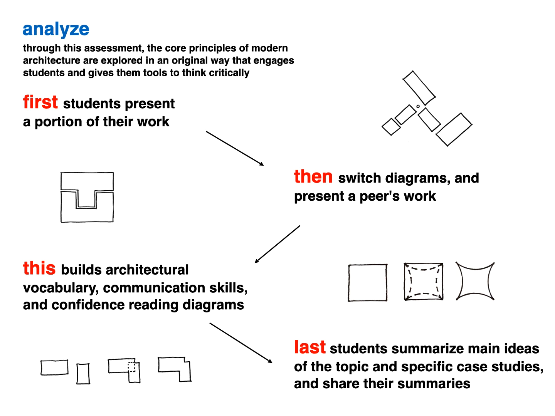Prior to the conclusion of a course topic, students will do a quick write during a class session, summarizing the main concepts, ideas of the topic, and the case studies. Students are then selected to share their topic summaries. The students are able to not only assess their work, but also their peers' work through these exercises, as the same building elicits a different response from each student. Through this peer review and assessment, the core principles of modern architecture are explored in an original way that engages the student and gives them the tools to think critically.